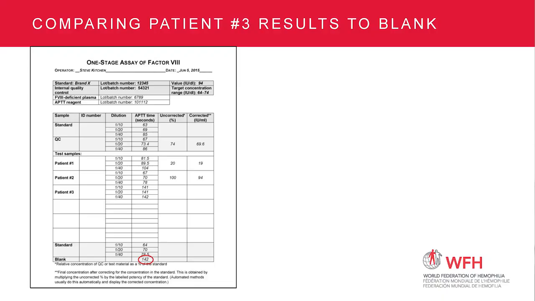But we can also draw some information from the fact that we've seen no differentiation in the clotting times from these 3 dilutions. And we also need to remember, what was the blank time? What was the clotting time of buffer alone in this assay system? And that was also 142 seconds. So this patient in these dilutions is giving very similar clotting times to the clotting time of buffer alone. It's highly likely this patient has no factor VIII.